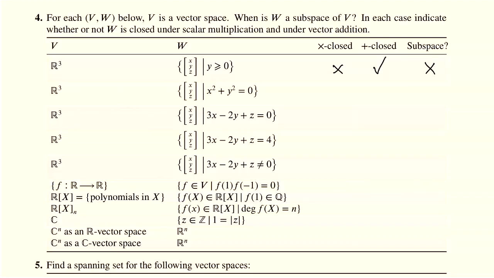This next one with squares looks suspicious already. Subspaces and vector spaces in general are a linear world. You're not expecting to see squares and stuff here. This doesn't look like a subspace. But why isn't it a subspace? Is it closed under scalar multiplication?